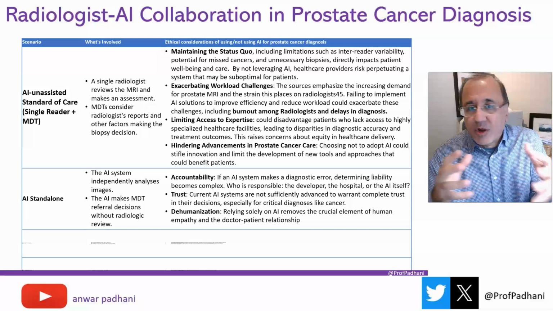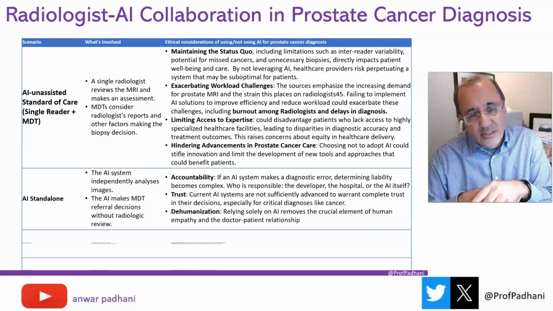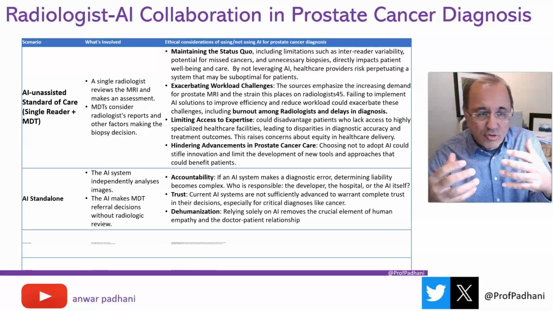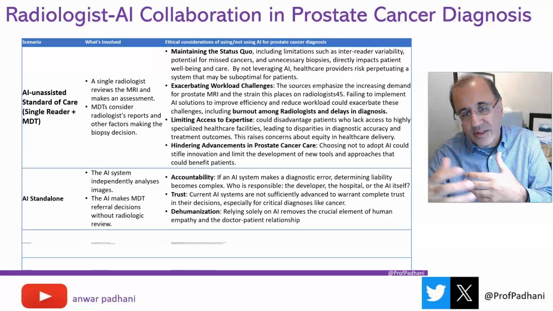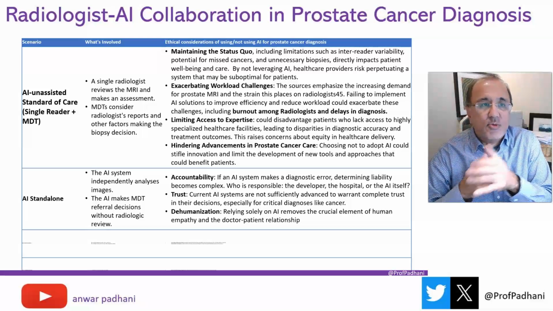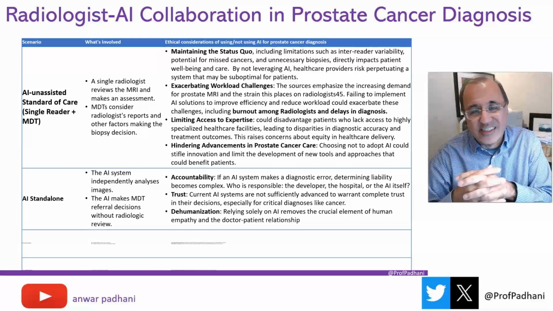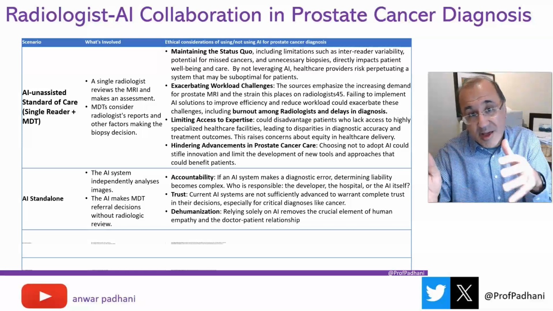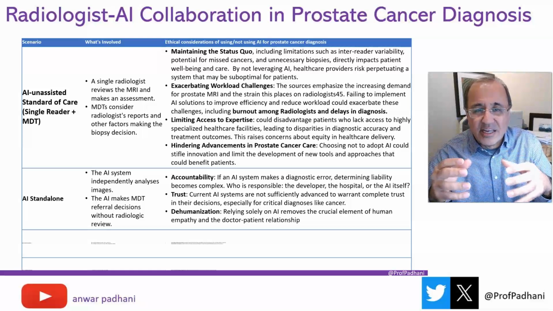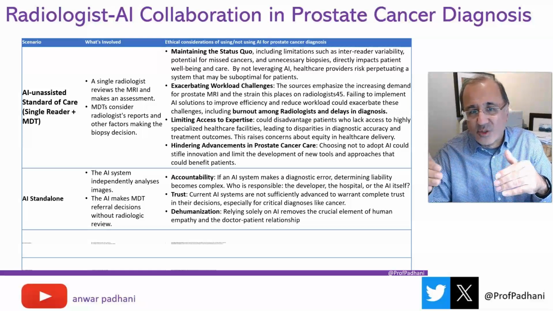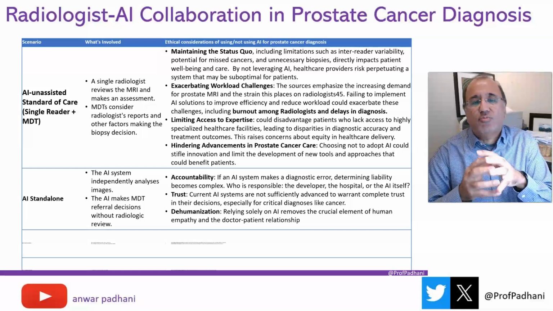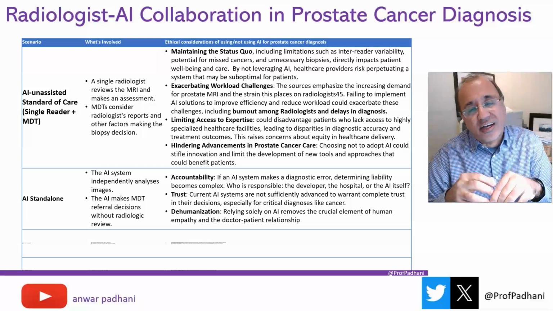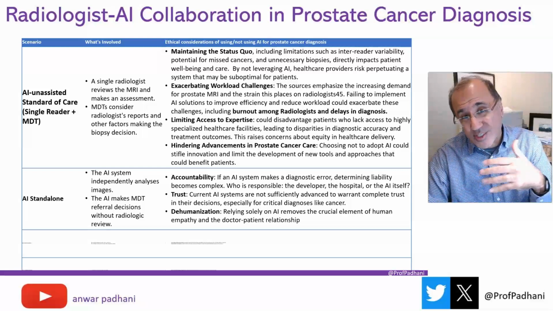Number two, it will only exacerbate workload challenges. We know the workload is increasing, and if we do not respond by deploying AI, potentially there is a problem which could result in radiologist burnout and delays in diagnosis. You also disadvantage the healthcare system and your patient by limiting access to expertise that AI could bring to the table. And overall, you could hinder advancements in prostate cancer care.